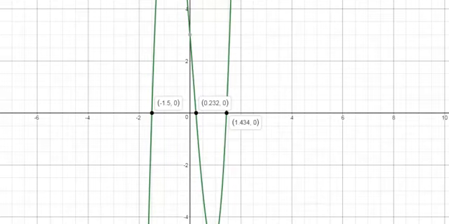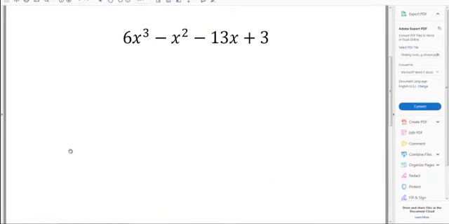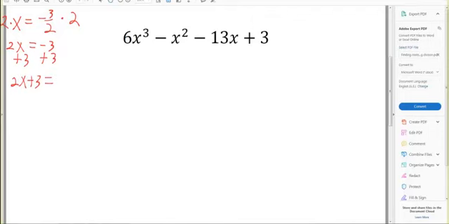And so what we'll do is head back to our problem. We'll write it down in the top left corner as scratch paper. We're going to have x equals negative 3 halves. And remember, we want to multiply both sides by the denominator to get rid of the fraction. So we get 2x equals negative 3. And then we need to add 3 to both sides to get one of our factors. And so remember, our factors are equal to 0. Now from there we can divide 6x cubed minus x squared minus 13x plus 3 by 2x plus 3.